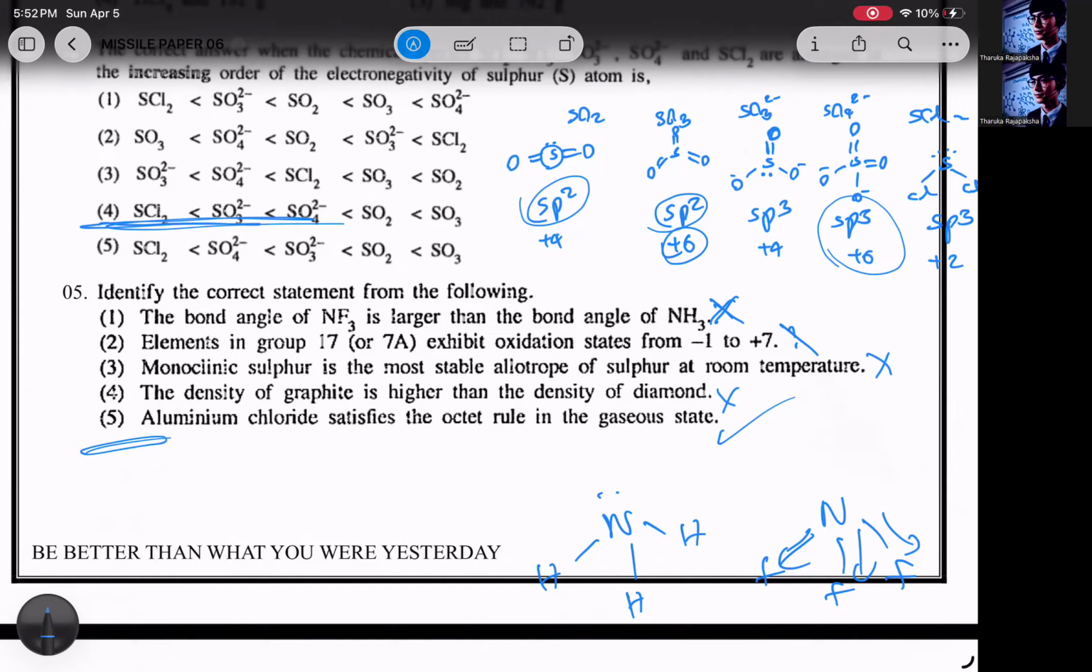So here, generally, this is correct. Elements in group 17 exhibit oxidation states from -1 to +7. That's generally correct. But fluorine, you can't take it. Fluorine only -1 and 0. So fluorine never shows a +1 oxidation state. Never ever, because there is no element more electronegative than fluorine.